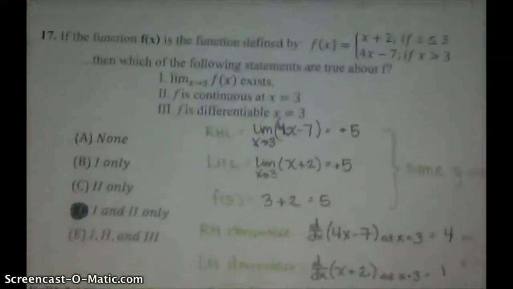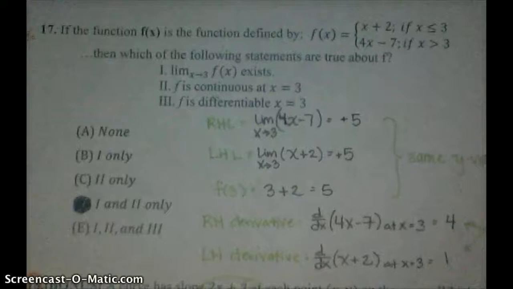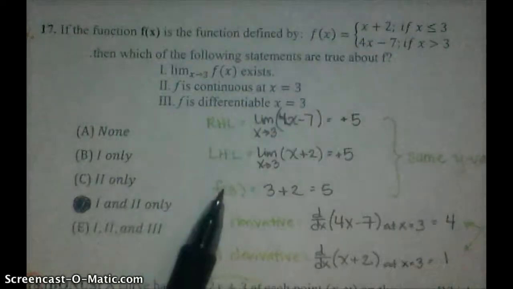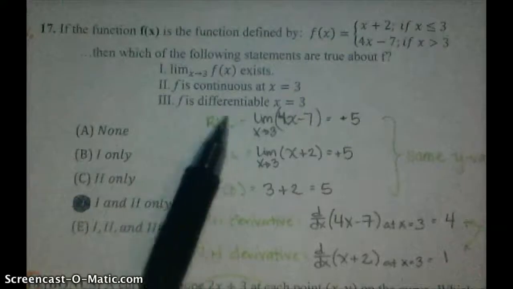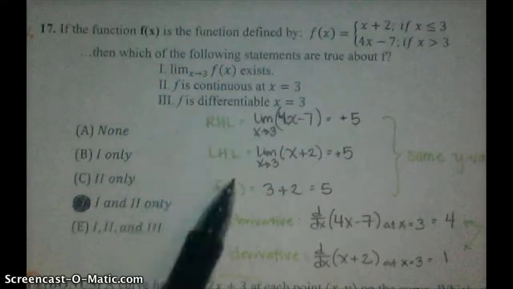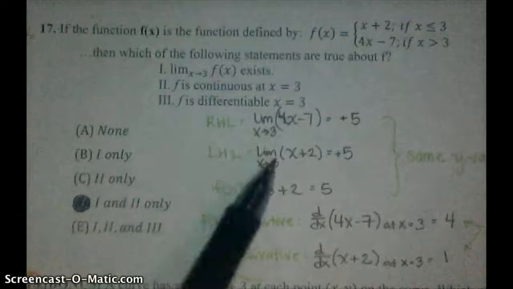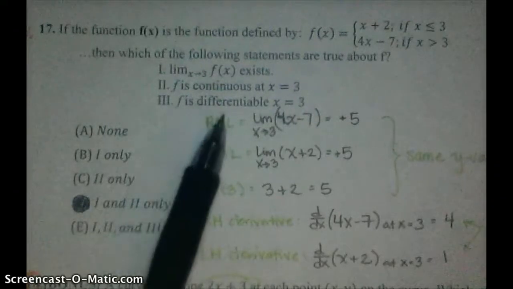Last one here, question 17. This is a beautiful question. It really tests whether you understand the main concepts from this first semester. In order to check each of these, there are 5 things you need to check. The right-hand limit, the left-hand limit, the actual function value, the right-hand derivative, and the left-hand derivative. If the first 2 equal each other, the limit exists. If the first 3 equal each other, then it's continuous. And if all 3 of these equal each other and the 2 derivatives equal each other, then it's differentiable.